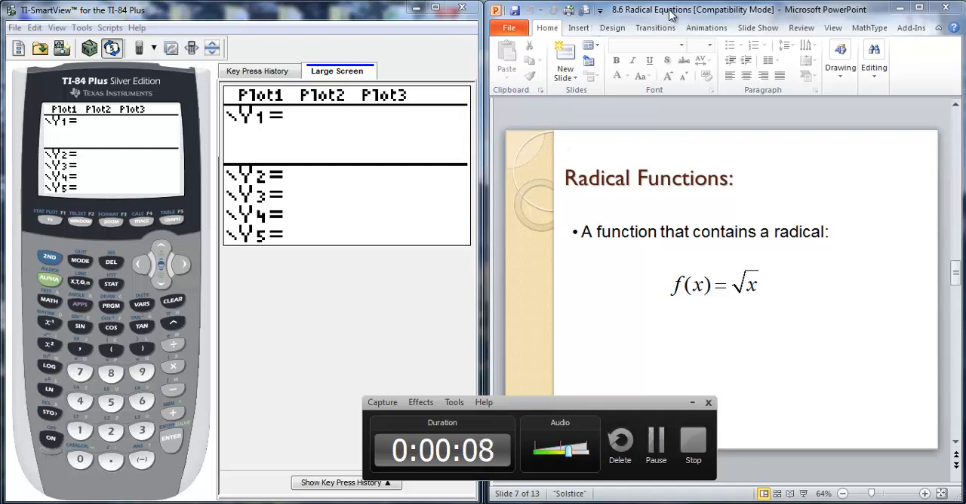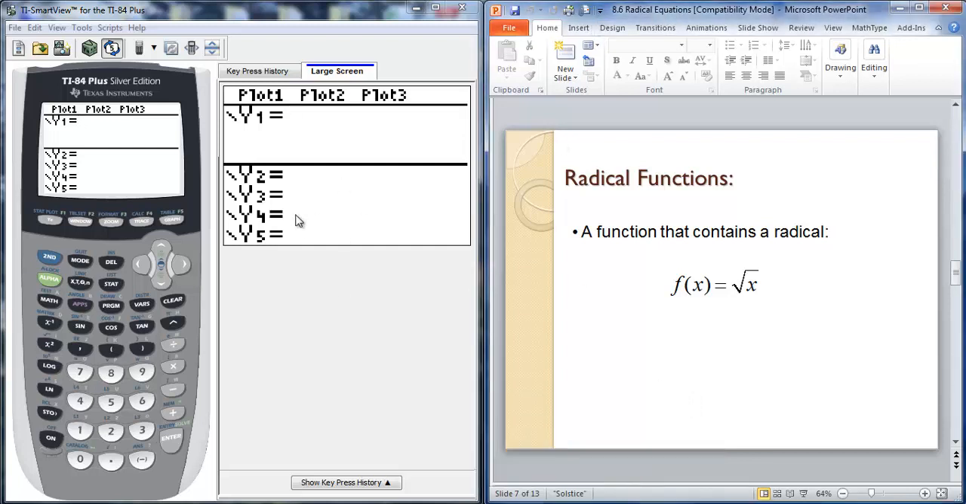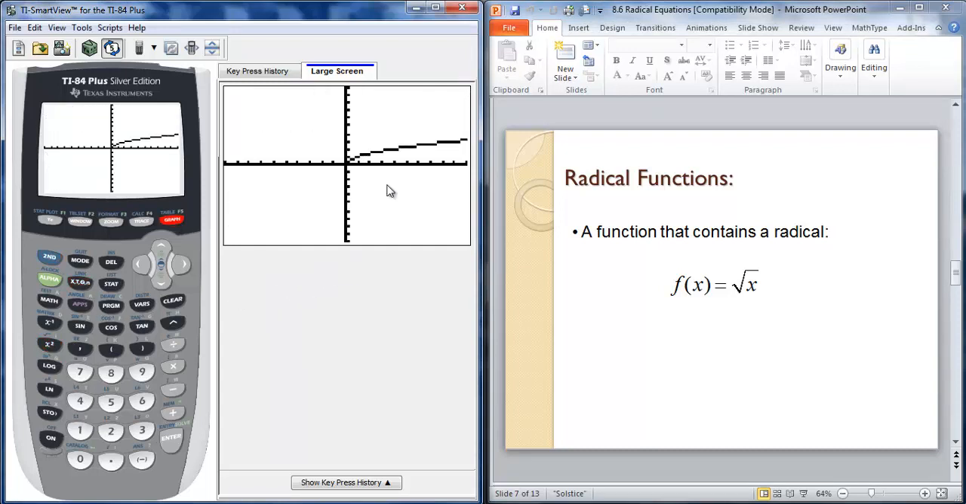We are going to just graph real quick a radical function. I did it by hand, but just using the calculator emulator, put in the square root of x, go ahead and hit the graph button, and we're going to see this guy right here.